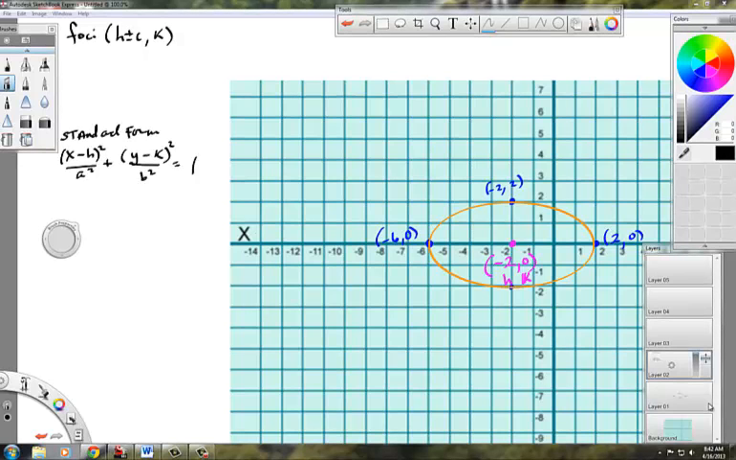Hello, this is number 17 from last night's homework on page 638. Number 17. Okay, 17, page 638. Here we go.